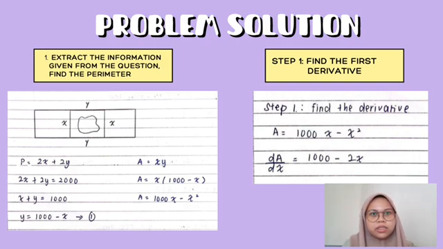Now, let x and y be the dimensions of the rectangular slide. The area of the rectangle is A is equal to xy. Substitute y equal to 1000 minus x into the area formula. A is equal to xy, so the area is 1000x minus x squared. Next is step 1: find the first derivative. Area is equal to 1000x minus x squared. The first derivative of the area becomes 1000 minus 2x.